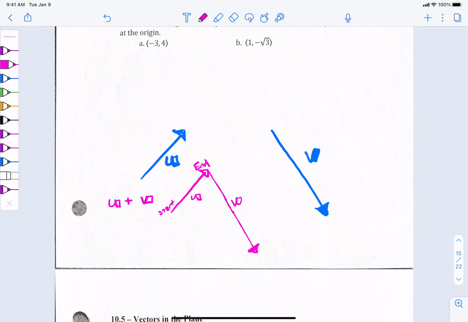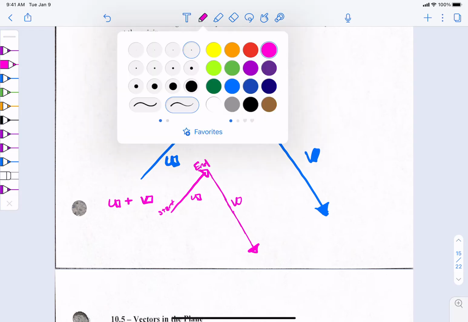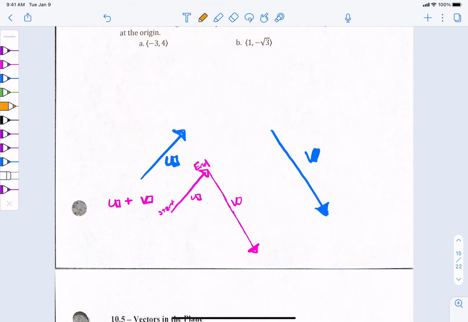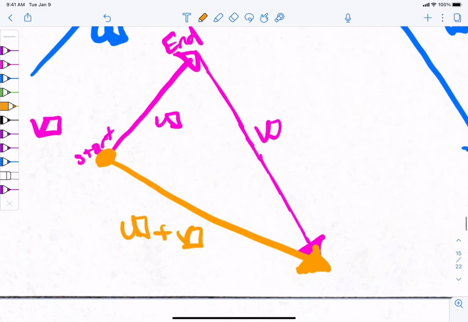That's what u plus v will look like, except we will have one vector that represents u and v added together. And it is the start of the start and the end of the end, which is going from here to here. This is really what vector u plus v is. This is vector u plus v, and that's what it will look like. That orange one is what u plus v looks like.